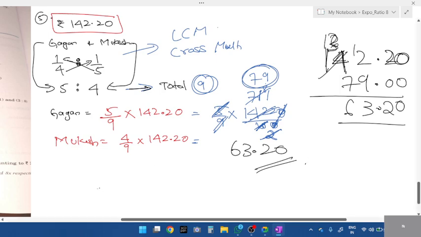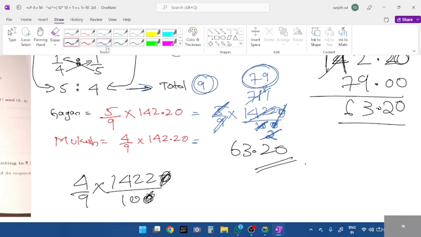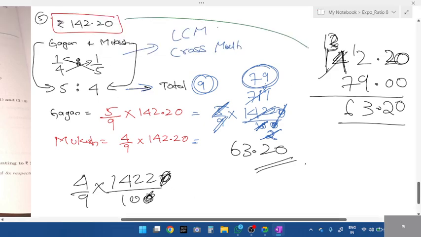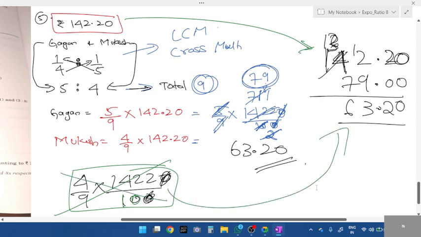You can do it like this, or use the regular method: multiply, divide. This is how you improve your mathematical skills. You should understand the concept. Only when two people are there, take the main value and subtract it. Dividing this will take a lot of time. Instead of dividing, subtract it, and you'll get the answer 63.20. Shall we try the next question?